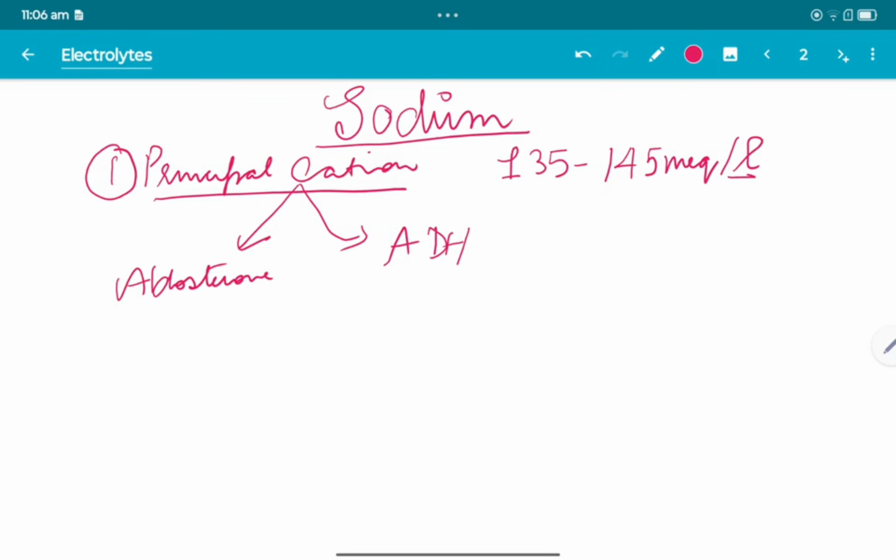Usually, sodium and water move together. So, the infusions of sodium-containing fluid equilibrate between the vascular and the interstitial compartment.